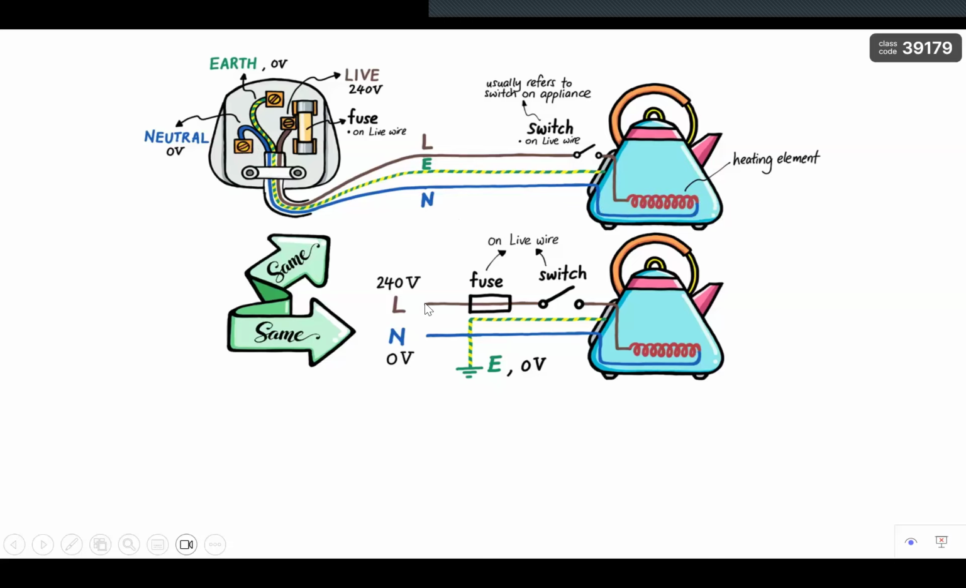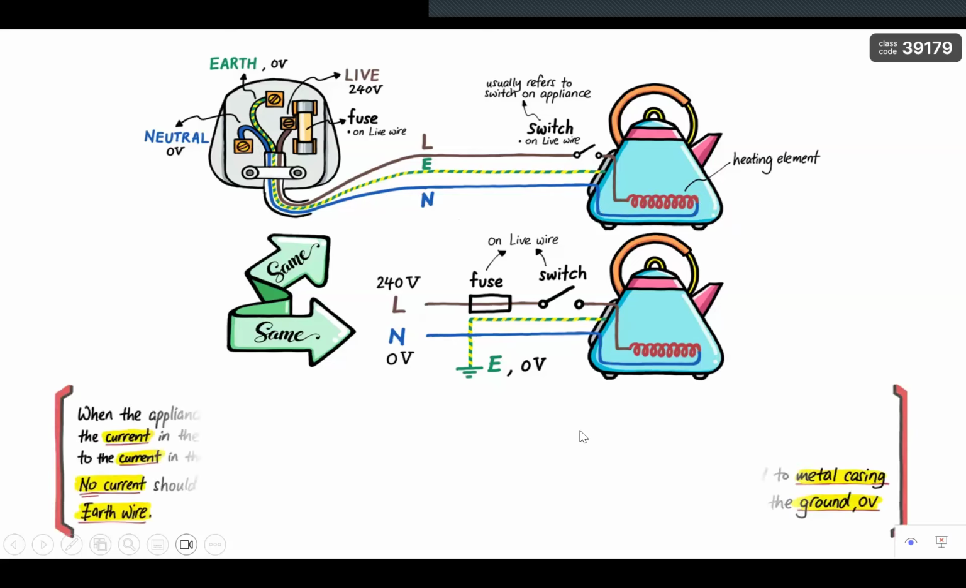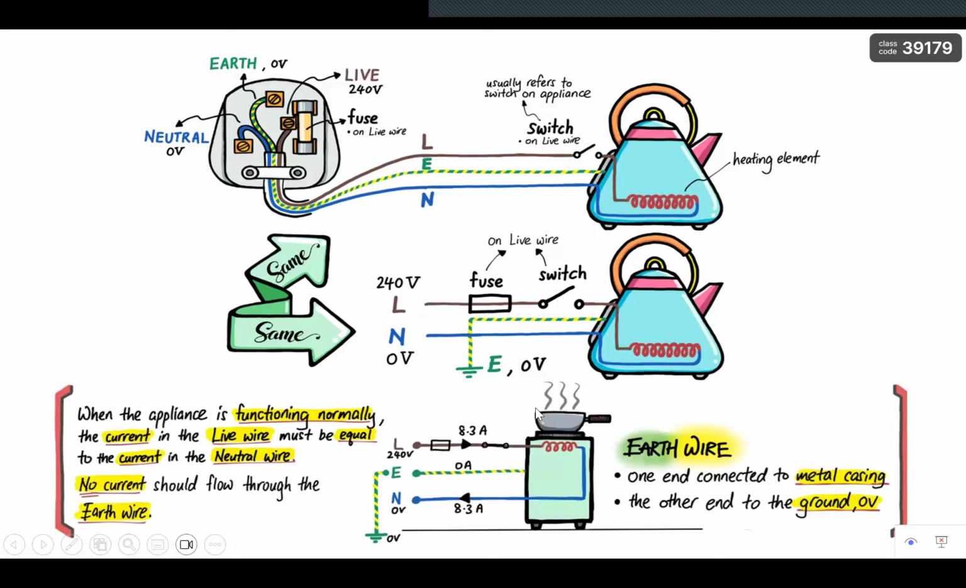So this is exactly the same as this: live wire with fuse and a switch, goes to the heating element, back by the neutral wire, 0 volts, and then the earth wire, this end is connected to the ground, and then the other end is connected to the metal casing. Okay, so just to take note, if the appliance is functioning normally, all the current will flow via the live wire and then go through the heating element, and the same current must flow back to the circuit via the neutral wire. So the current in the live wire must be equal to the current in the neutral wire. There is no current in the earth wire under normal working conditions.